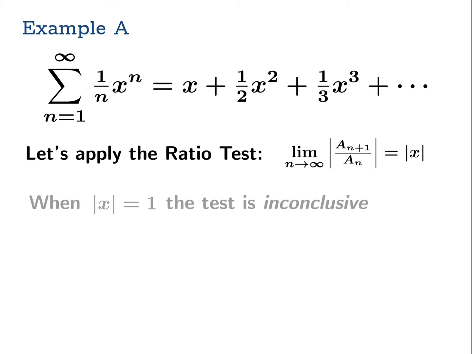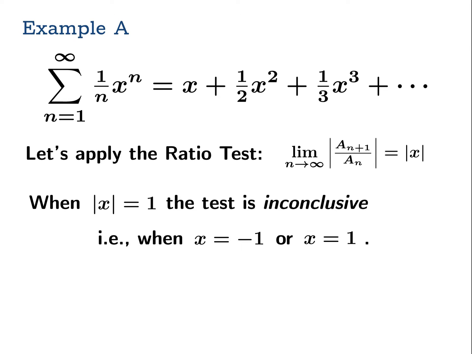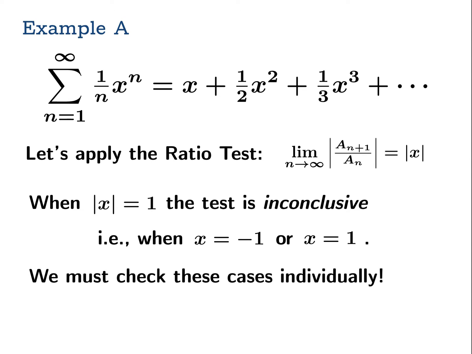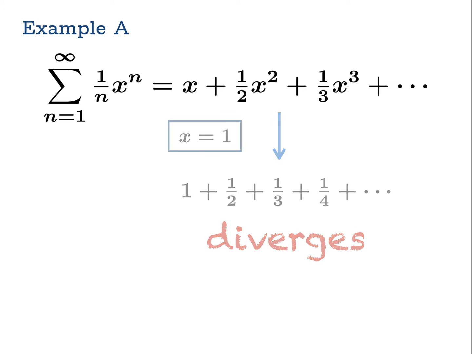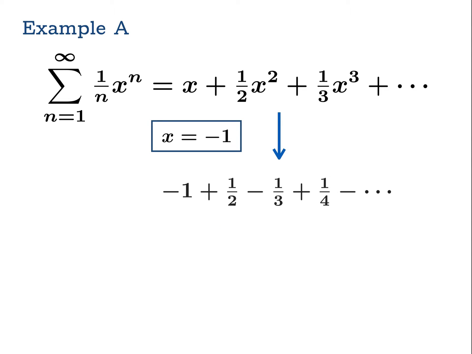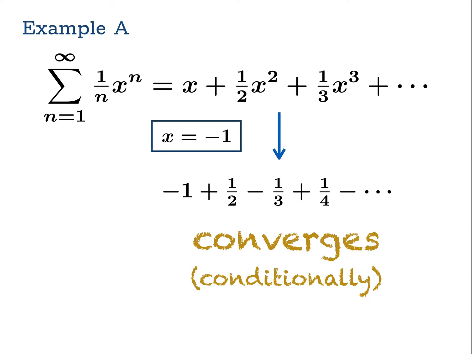Now, the test is inconclusive when absolute value of x is equal to 1. And what that means is we just don't know what's happening when x equals negative 1 or 1 based on the ratio test. So if we want to understand that case, we've got to check these things individually. And we'll do that now. So we'll substitute x equals 1 into the series, but what we get is the harmonic series. We know that diverges. And if we substitute negative 1 into the series, we get the opposite of the alternating harmonic series, and the alternating series test tells us that converges. We also know it converges conditionally, because if we checked for absolute convergence, we'd get right back to the harmonic series. So that converges conditionally.